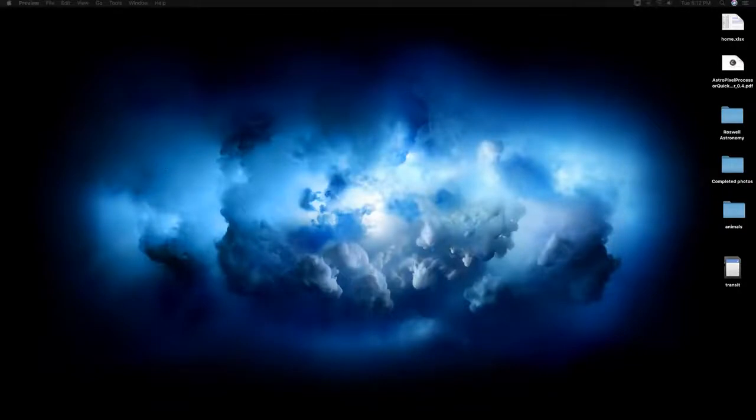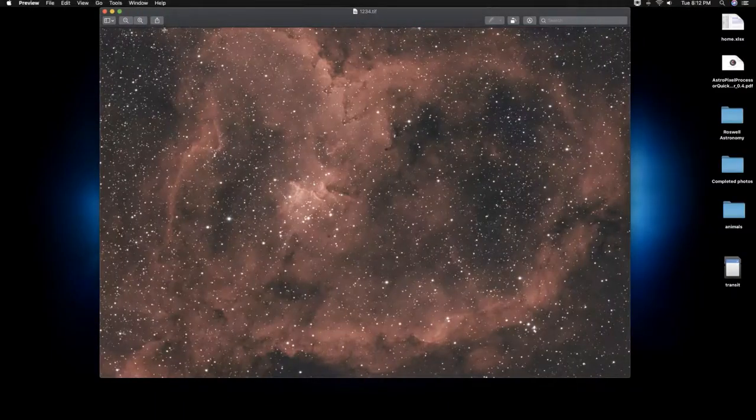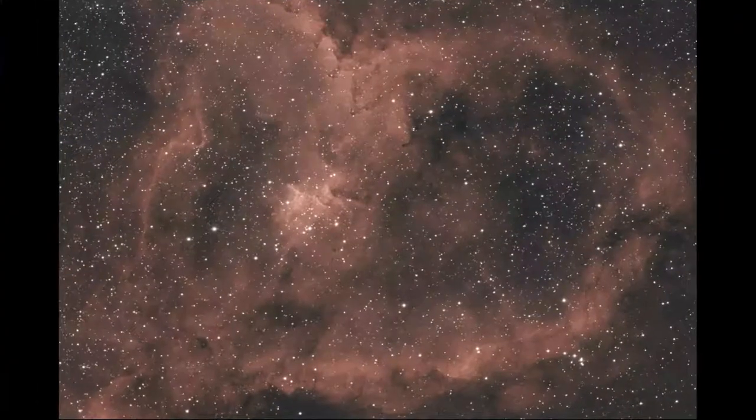Let's move away from that. We were talking about the Heart Nebula IC 1805, and this is my heart. So I've given you my heart, people. There you go. All in, buddy.